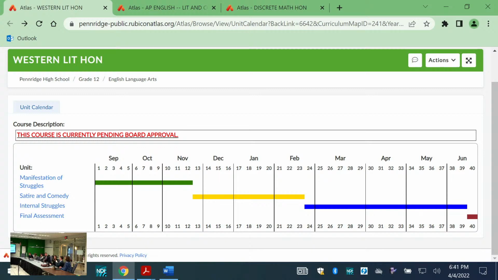When you see manifestation of struggle, those are struggles that, whether a character's having them internally or externally, they're manifesting externally. By contrast, the internal struggles might be a character confronting something that they're dealing with inside of personally. Satire and comedy also contain struggle, but the lens at which we're looking at satire and comedy is just a different approach.